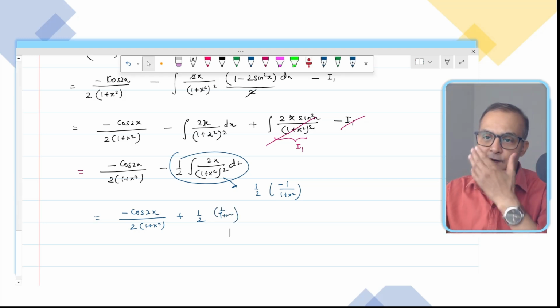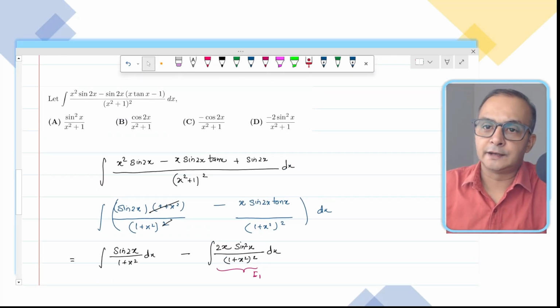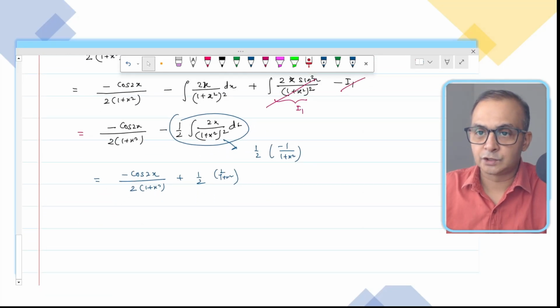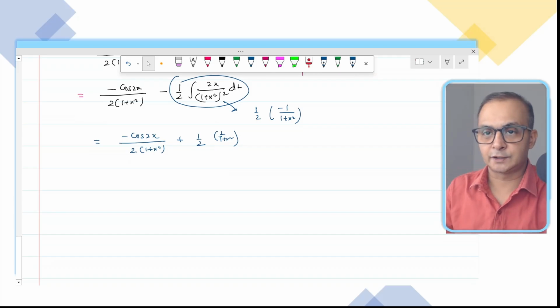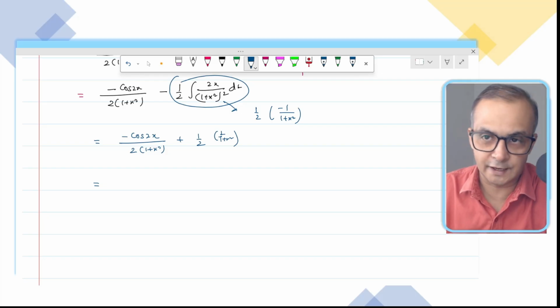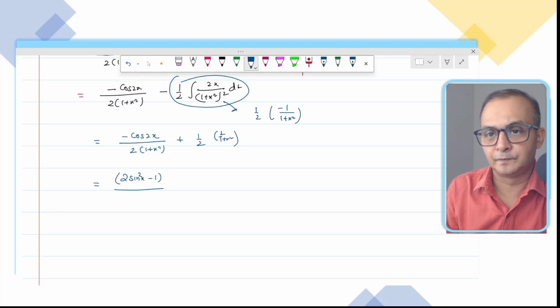You notice there are other options also in terms of sine square x. So we hope that the cos 2x will not work, because with cos 2x I have some extra terms. So maybe sine square x will work. So I'm again converting this cos 2x in form of sine square x. That will give you 2 sine square x minus 1, because I'm using this minus sign as well.